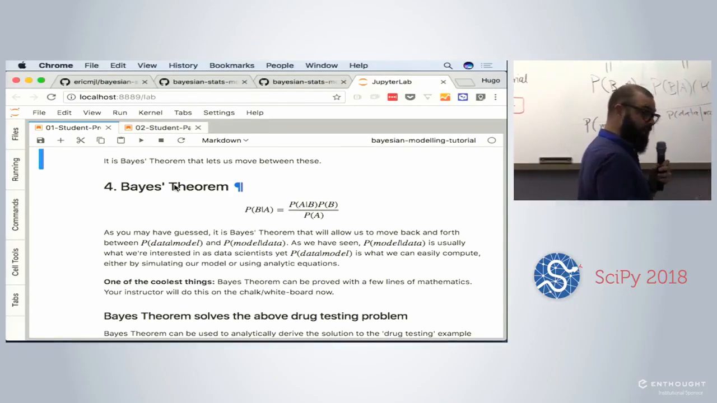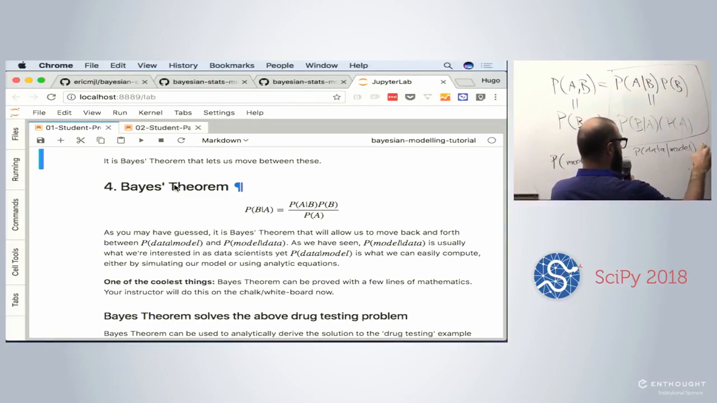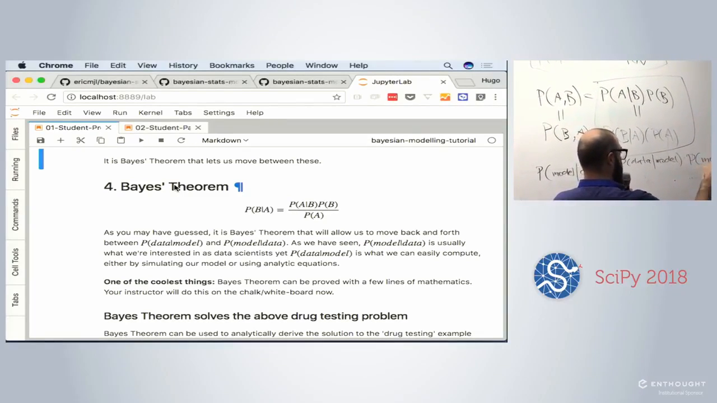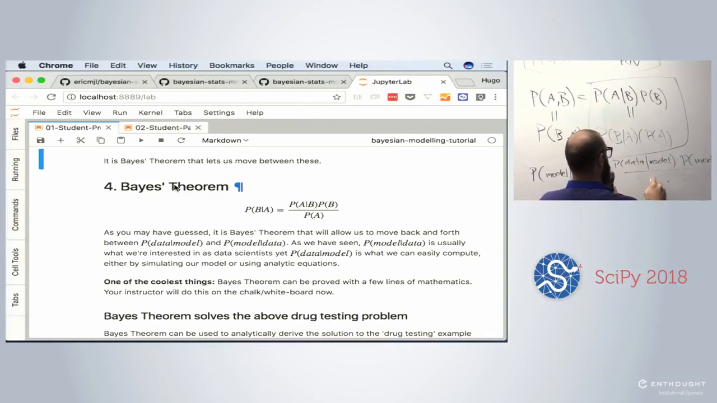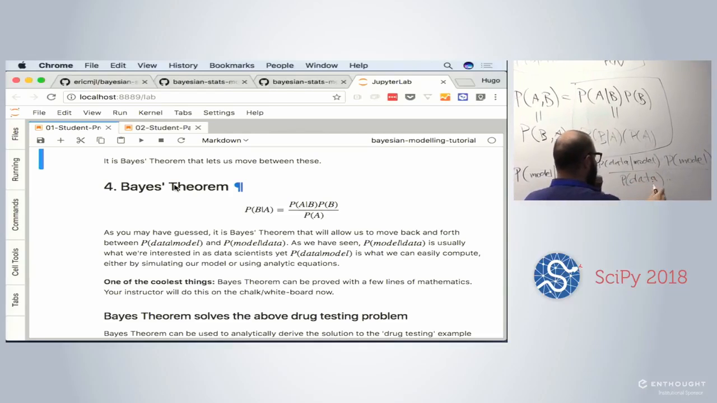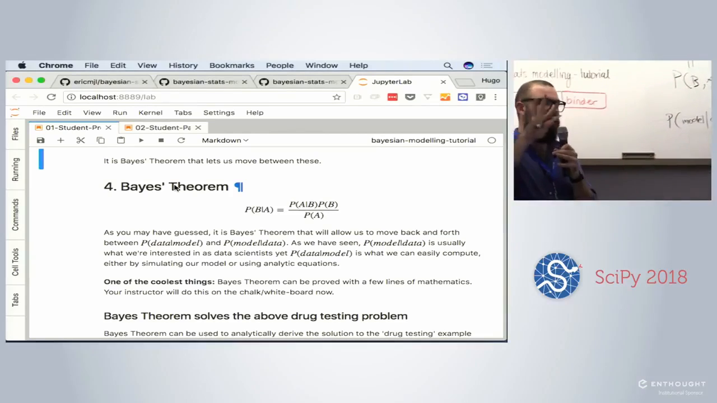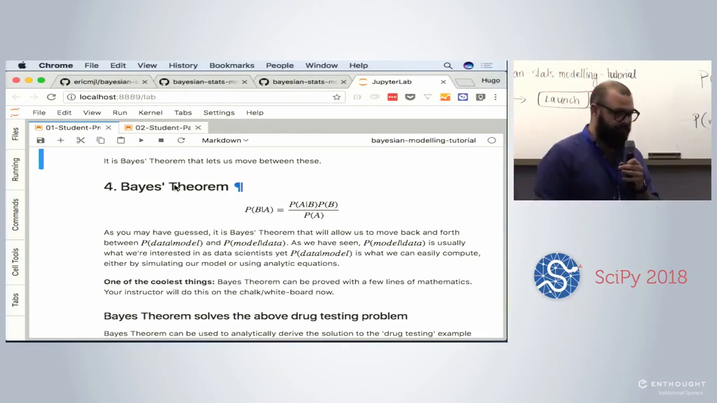We can calculate it analytically using math, a different form of math, times the probability of a model over the probability of actually seeing the data in the first place. Now, this is a slightly strange term that I want to say a bit about, okay?